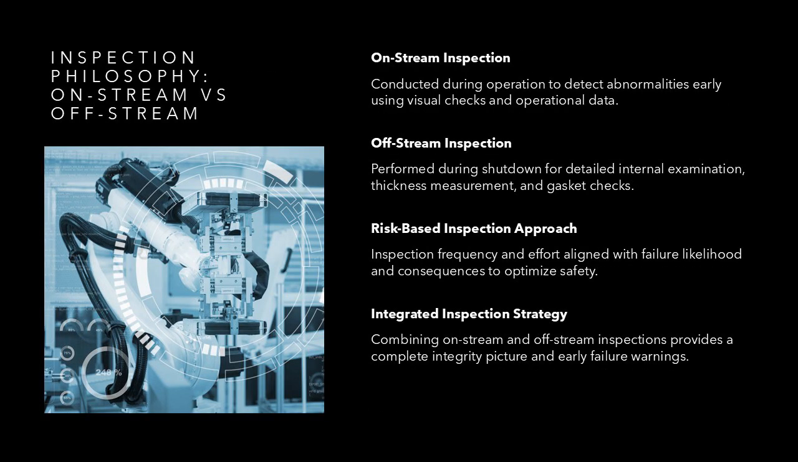This slide outlines the inspection philosophy for plate heat exchangers, distinguishing between on-stream and off-stream inspection activities. On-stream inspection focuses on early detection of abnormal conditions while the equipment remains in service, using visual checks, operational data, and process indicators. Off-stream inspection, conducted during shutdowns, allows detailed internal examination, thickness measurement, and gasket assessment.